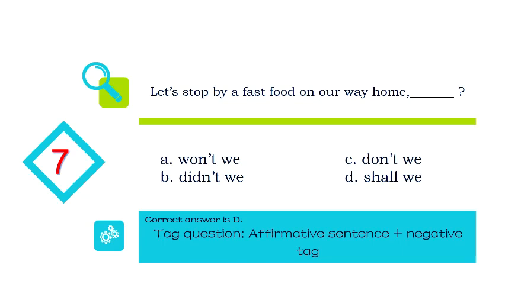Now, let's try to look at the options. Which option is said to be positive? Perfect. So the only option here that is positive is option letter D. Therefore, letter D is the best answer. Let's stop by a fast food on our way home. Shall we?